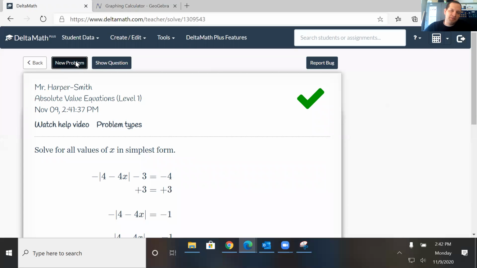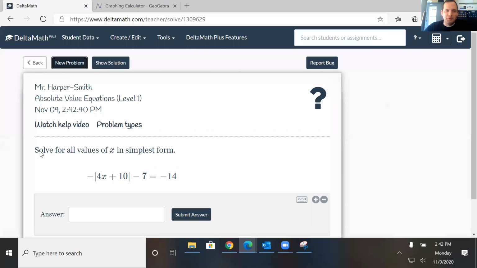All right, I want you to try this next one on your own. Think, where would this cross the x-axis? Not the x-axis. Where would it cross the line y equals -14? Where do they cross? Pause the video. I'm about ready to tell the answer.